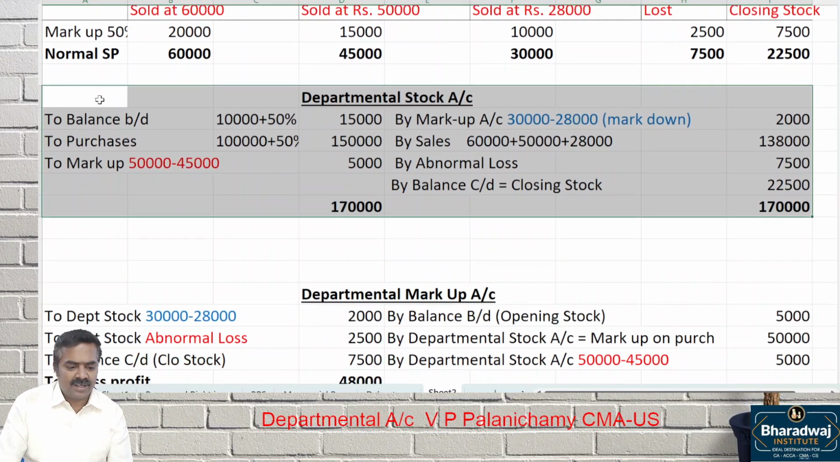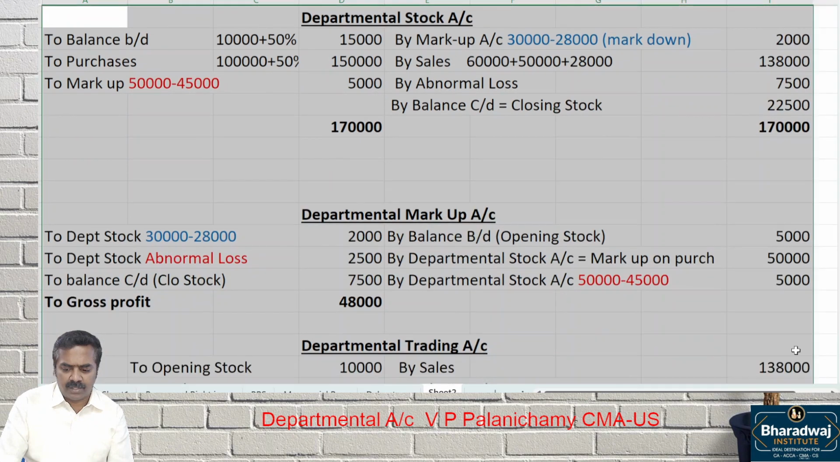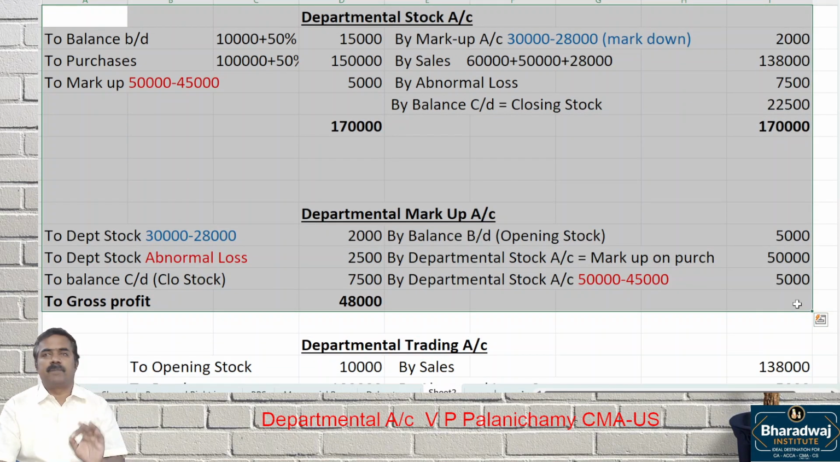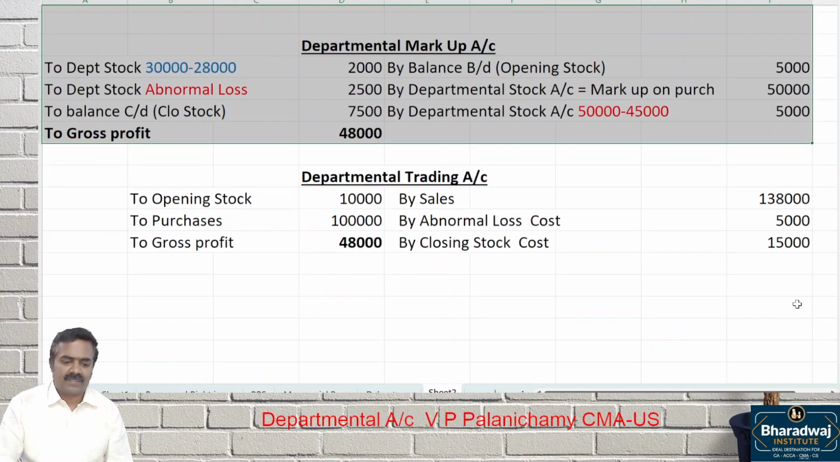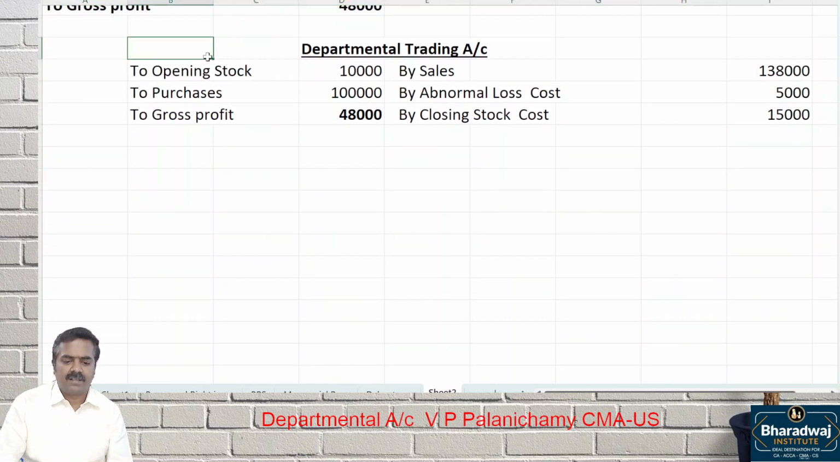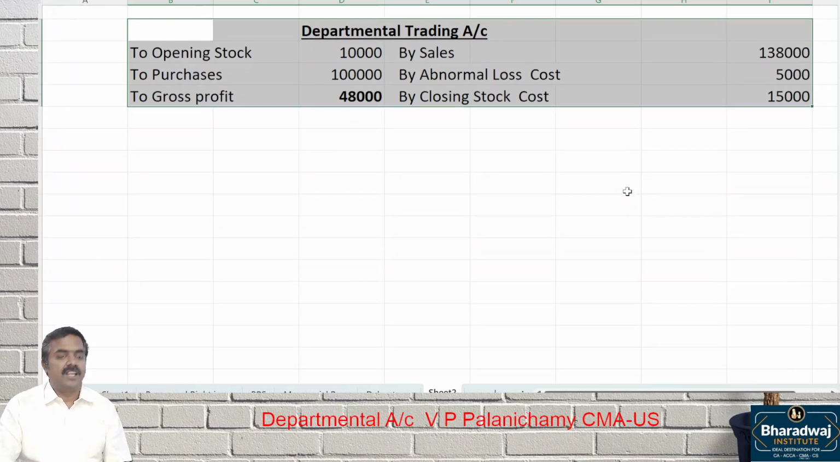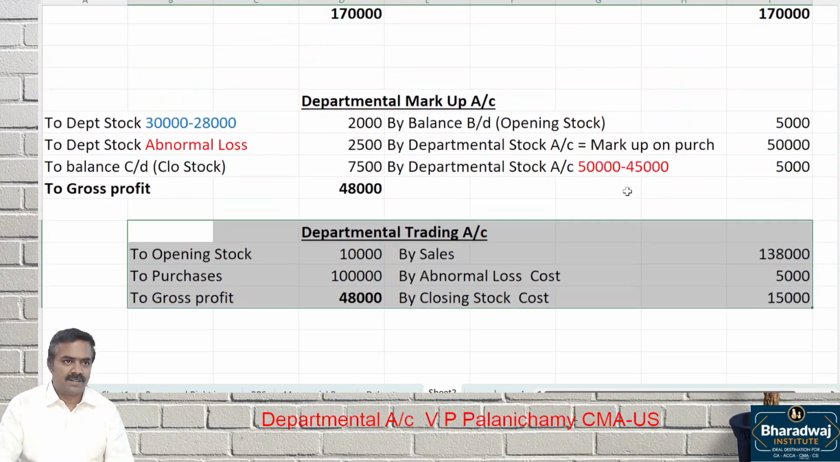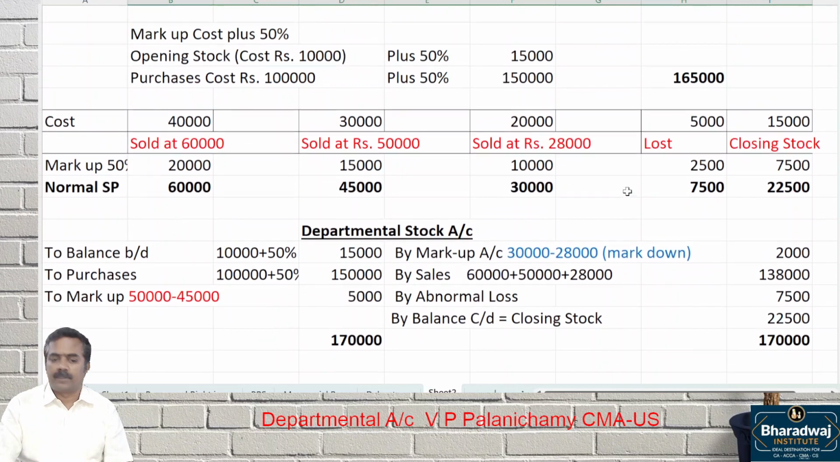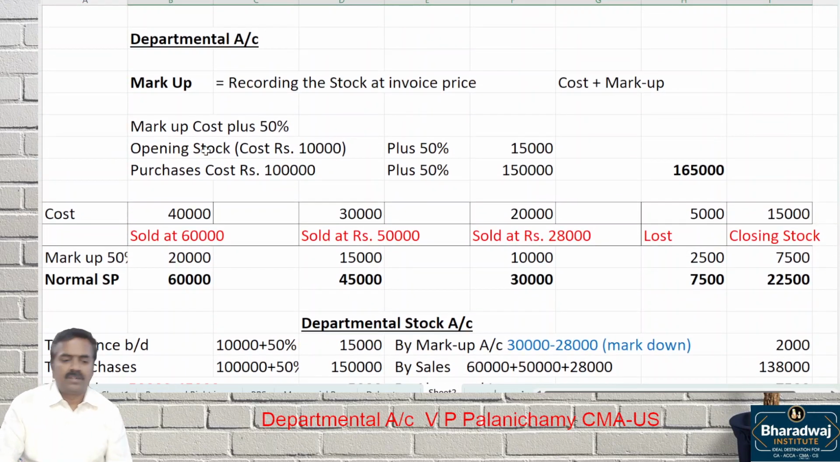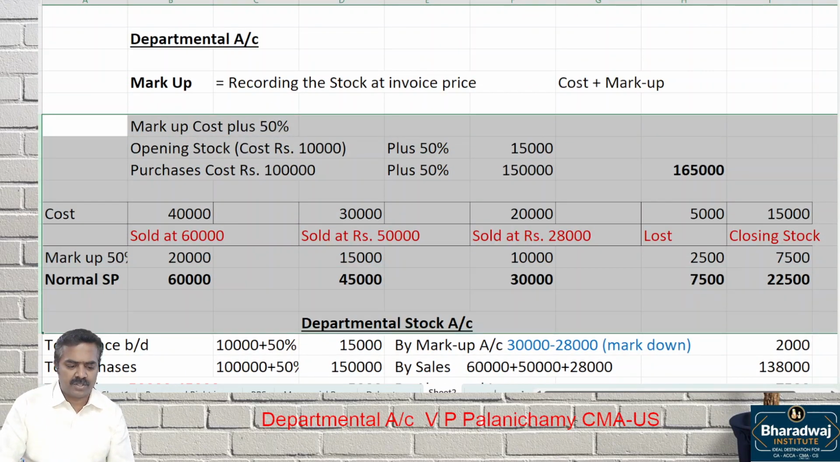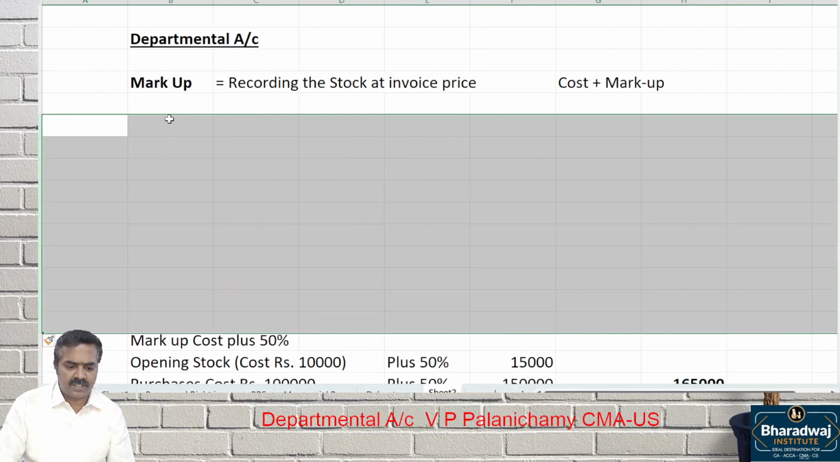Please remember, this departmental markup account, departmental stock account, we'll just prepare, we'll verify, tear it and throw it. At the end of the day, what matters is what goes to your final accounts record? The departmental trading account only will be prepared by the concern. So markup and markdown is only for the purpose of control. Now have an organized note. Then let us continue with this example.